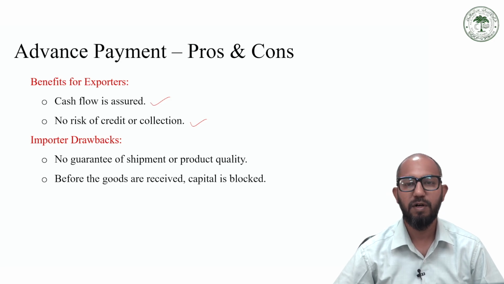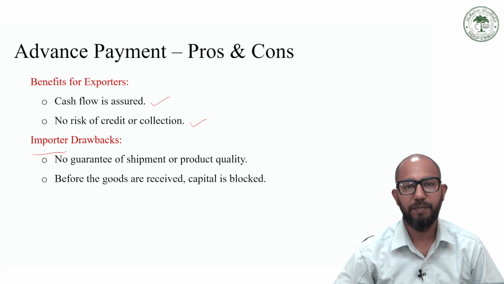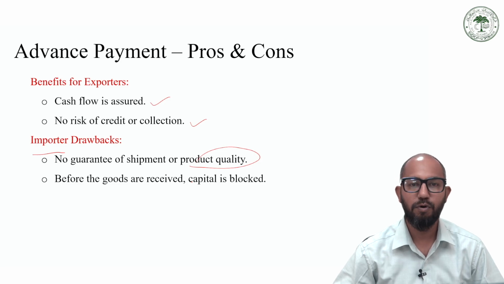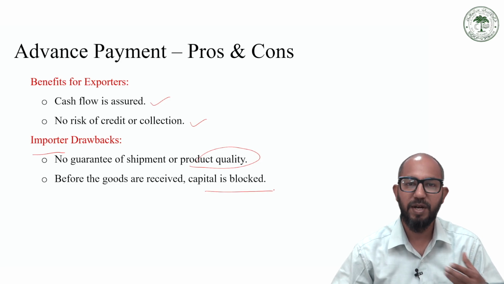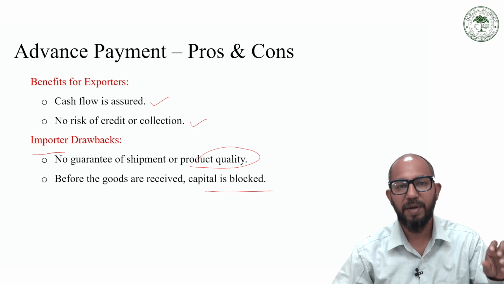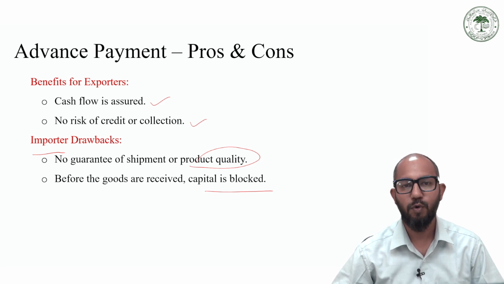But there are certain drawbacks, disadvantages or cons for the importer. There is no guarantee of shipment or product quality, number one. And number two, before the goods are received, capital is blocked. So they have paid the amount, but goods have not been received. That's why their money has been blocked because the benefits have not accrued to them. So these are pros and cons.